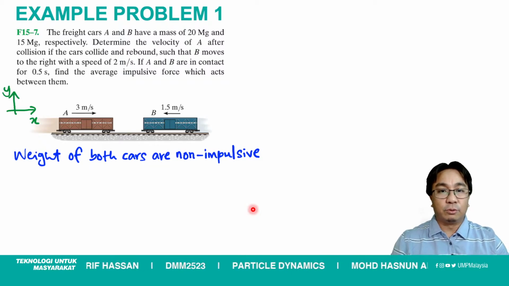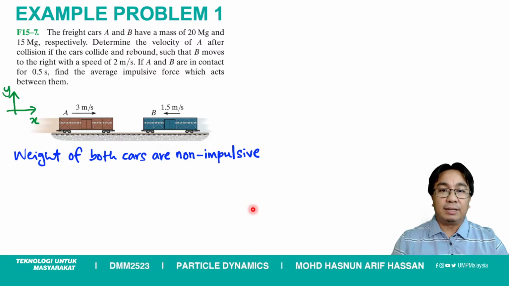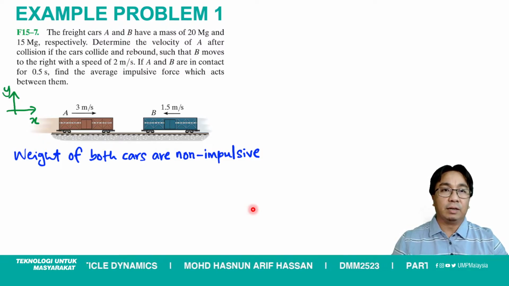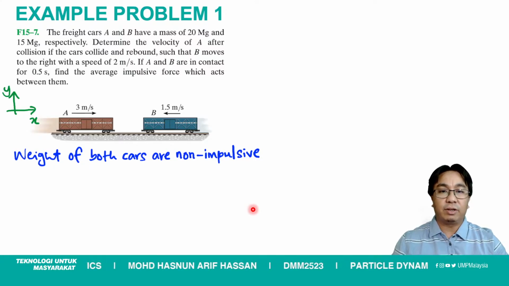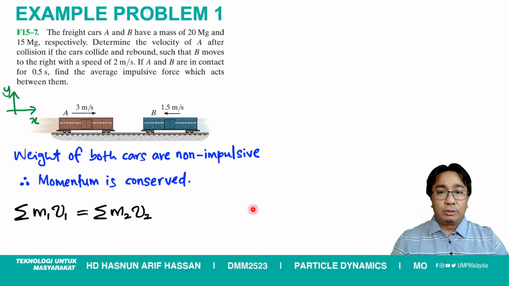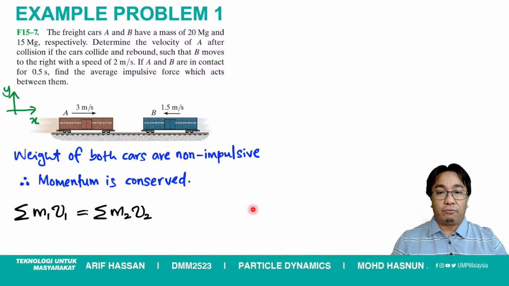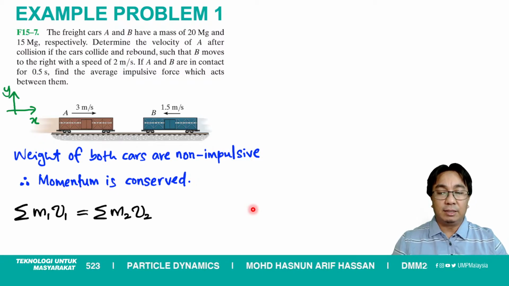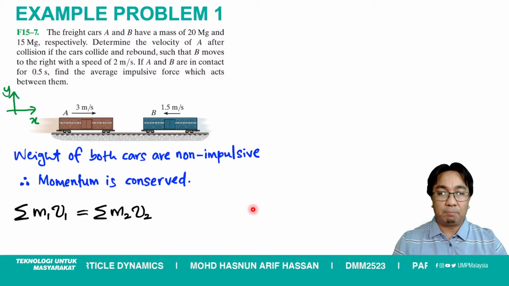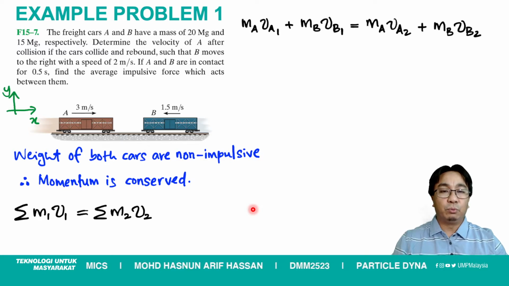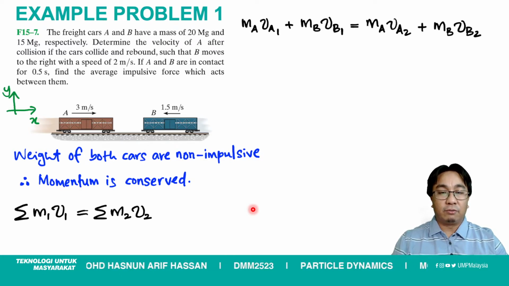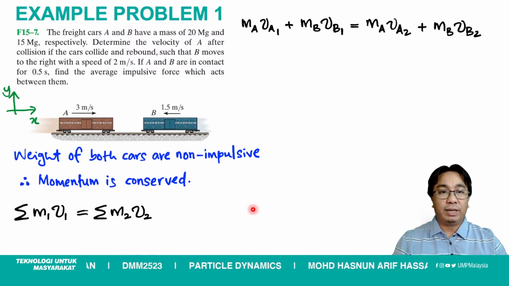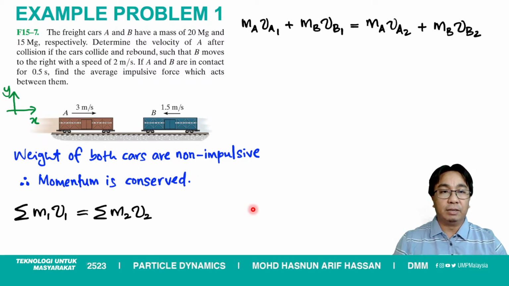And if you notice also in the problem, it doesn't state the time, which shows that the impact might occur in a very, very short time. So the momentum is conserved. Therefore, the total momentum initially, m1 v1, is equal to the total momentum after, m2 v2. So we will apply the conservation of linear momentum, that is ma va1 plus mb vb1.